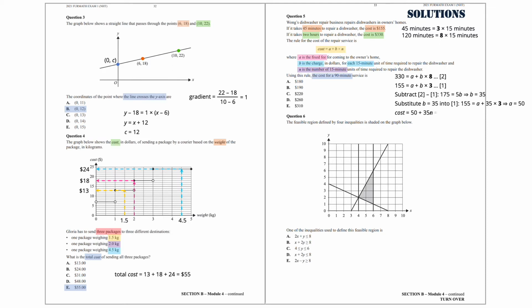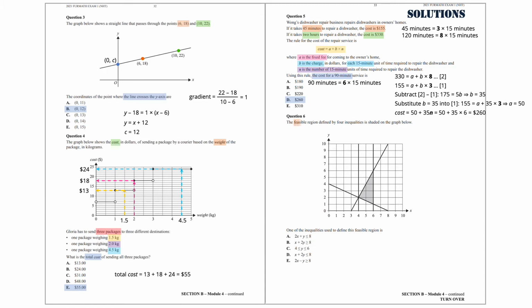Now we want to calculate the cost for the 90-minute service. So 90 minutes equals 6 times 15 minutes. We substitute 6 into the equation of the cost. So we have 50 plus 35 times 6, that is equal to $260. So the answer we're after is option D.